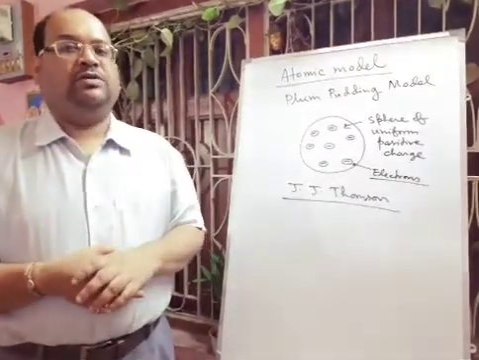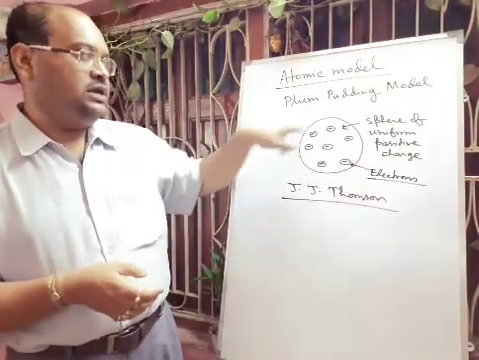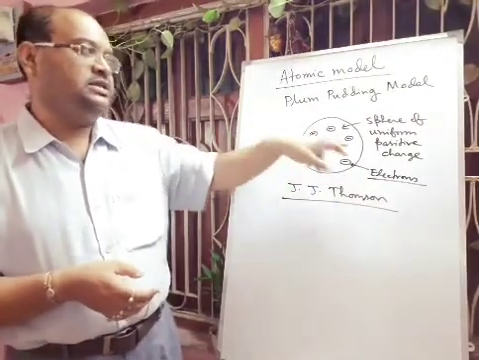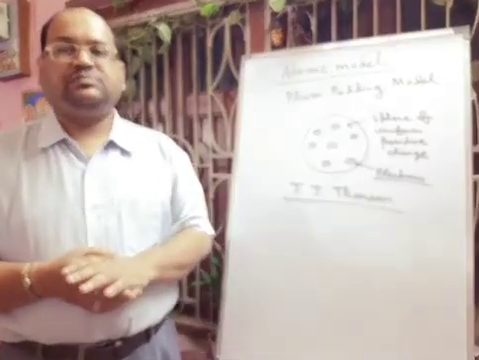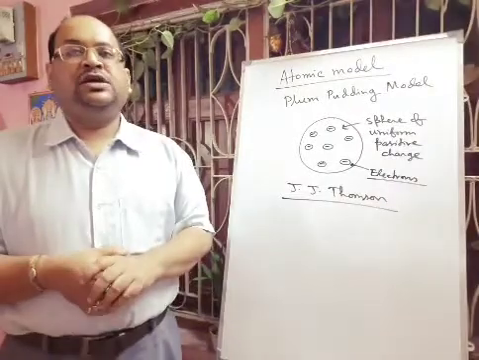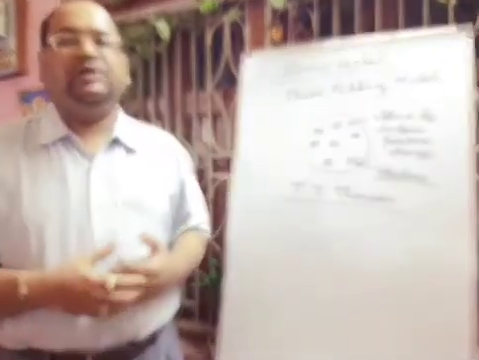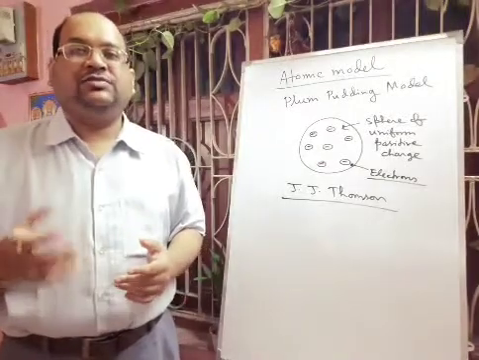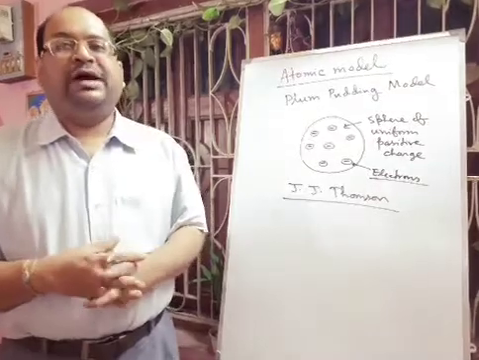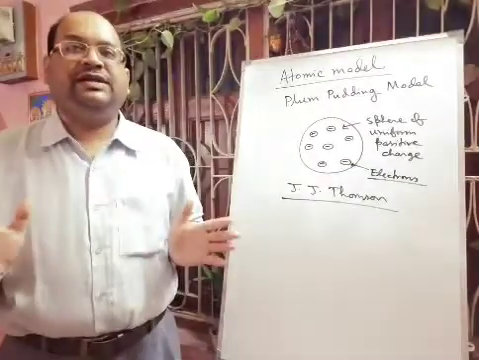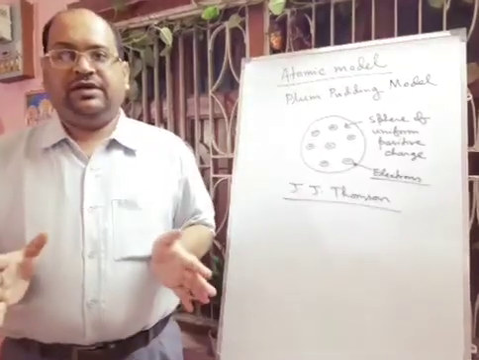What we are discussing here: these are the seeds, these are the electrons, and this is the red spongy mass, that is, the sphere of uniform positive charge. Hope you can understand. So the total positive charge in this case will be equal to the total negative charge, so that an atom is electrically neutral. But this model could not explain the experimental facts, and that is why it was rejected.